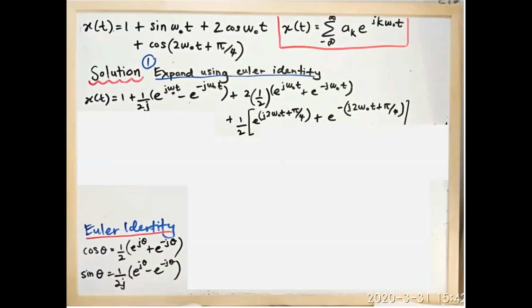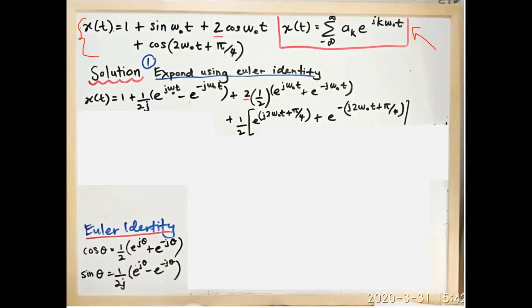Okay, for the solution, by using the same equation, we have x(t) equal to the summation of a_k e^(j k omega t). So first step is to expand this using Euler identity. So you will have x(t) equivalent to, for sine omega t, look at this Euler identity: sine theta is equivalent to 1 over 2j (e^(j omega t) minus e^(-j omega t)). So you can write it as 1 over 2j (e^(j omega t) minus e^(-j omega t)) plus 2.